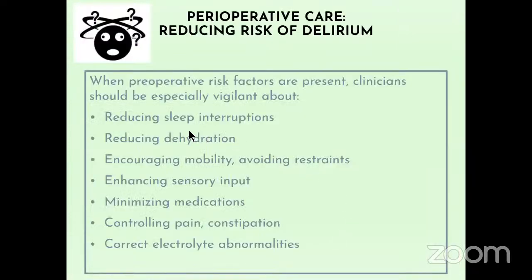How to prevent it? When pre-operative risk factors are present, clinicians should be especially vigilant about reducing sleep interruption, reducing dehydration, encouraging mobility, avoiding restraints, enhancing sensory input, minimizing medication, and controlling pain, constipation, and correcting electrolytes. Even the co-patient and the family, the one responsible for the patient, should provide a familiar environment. One co-patient should take care of the patient.